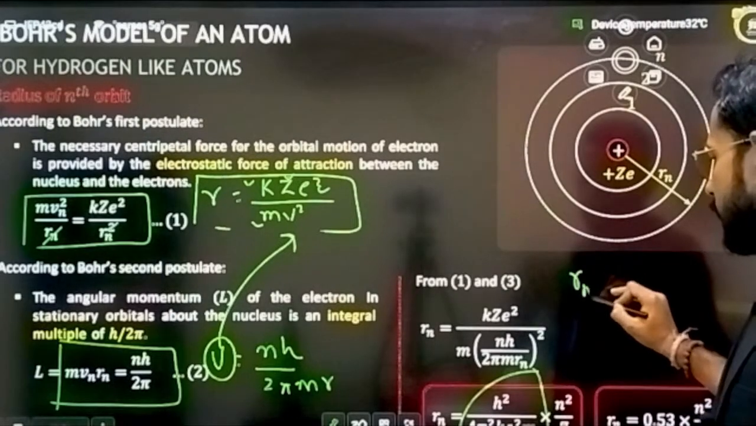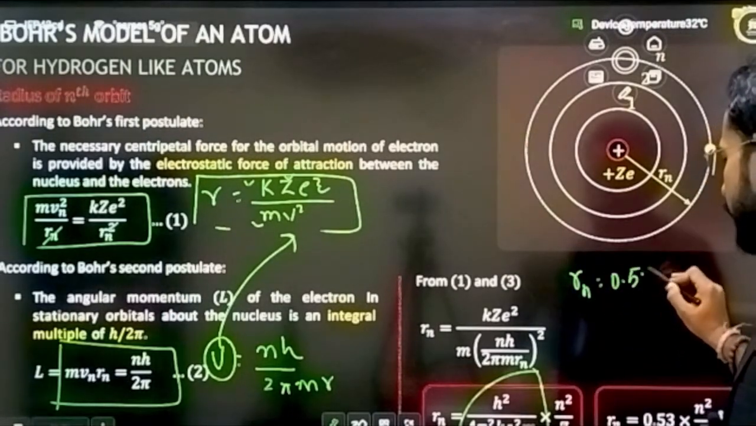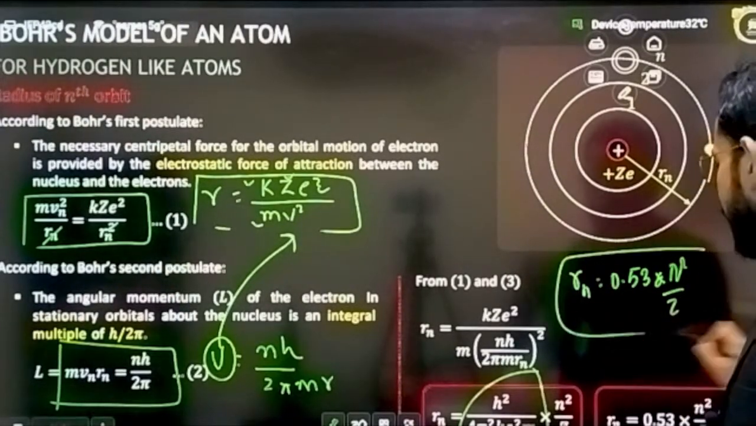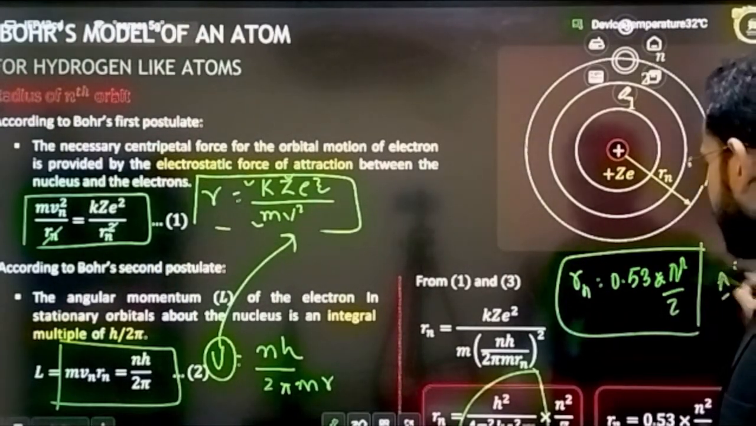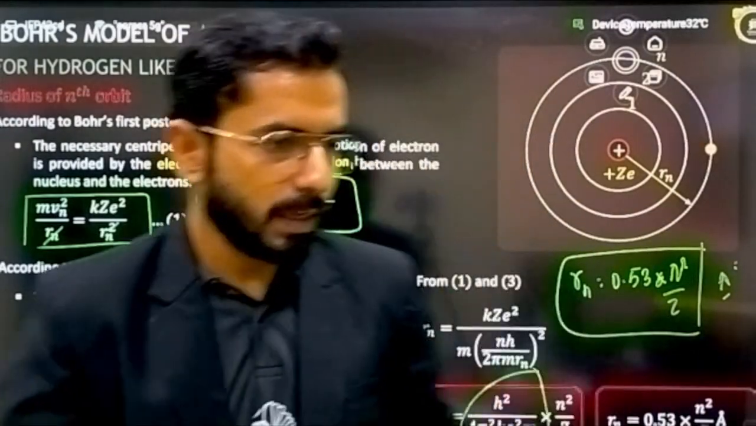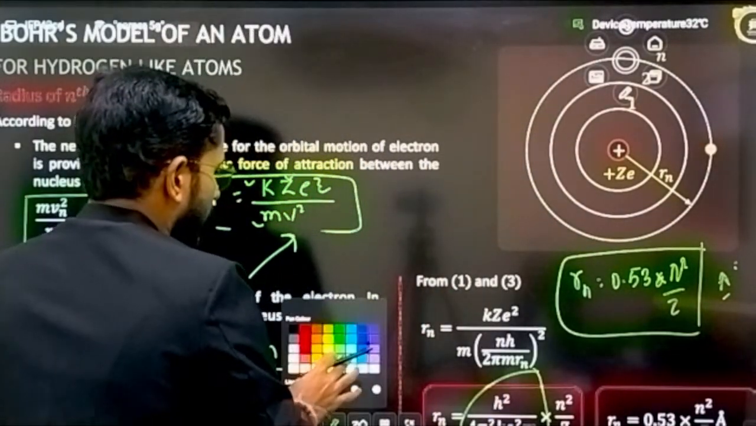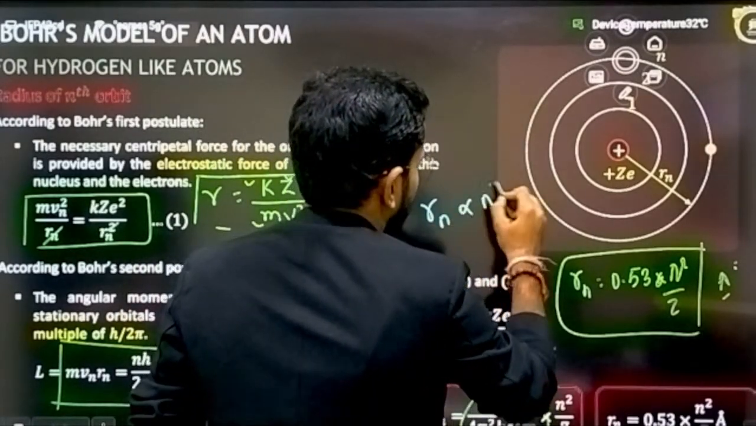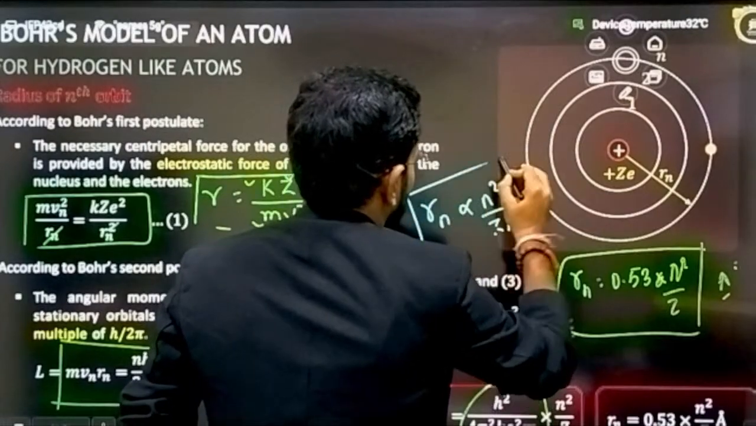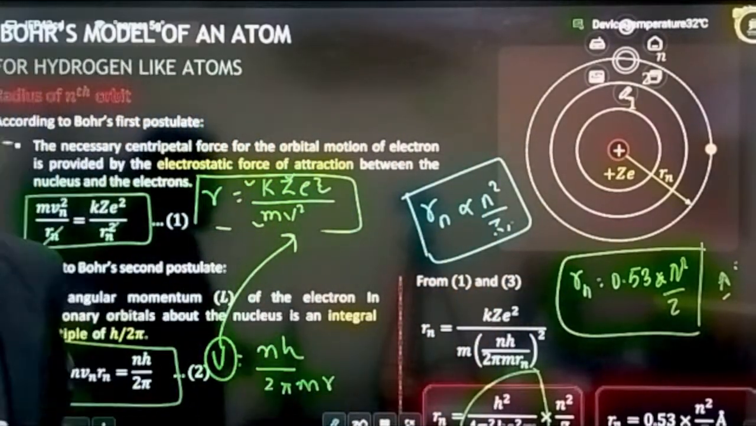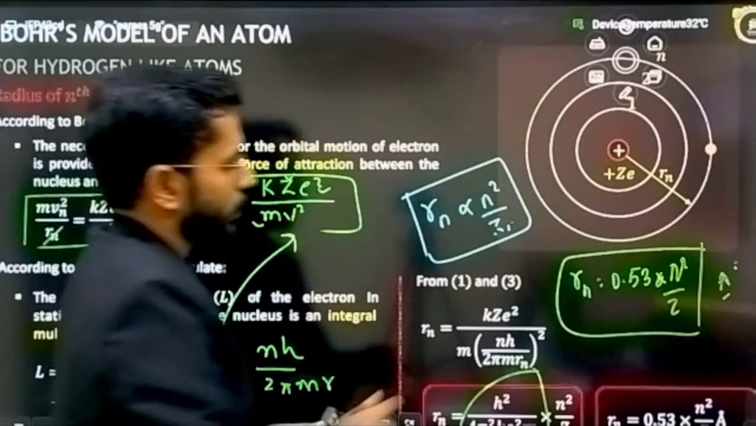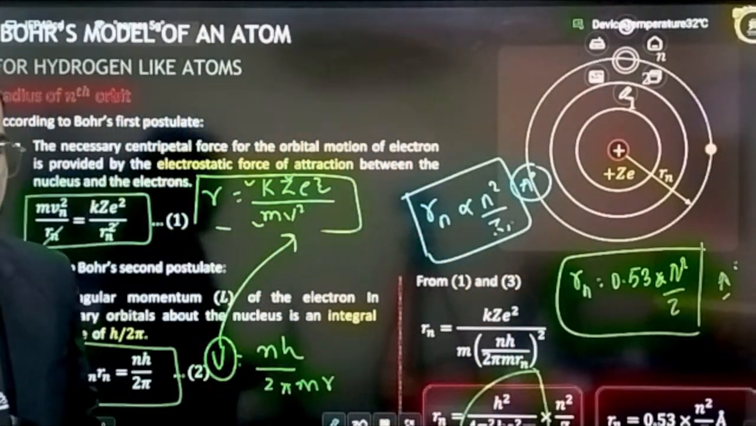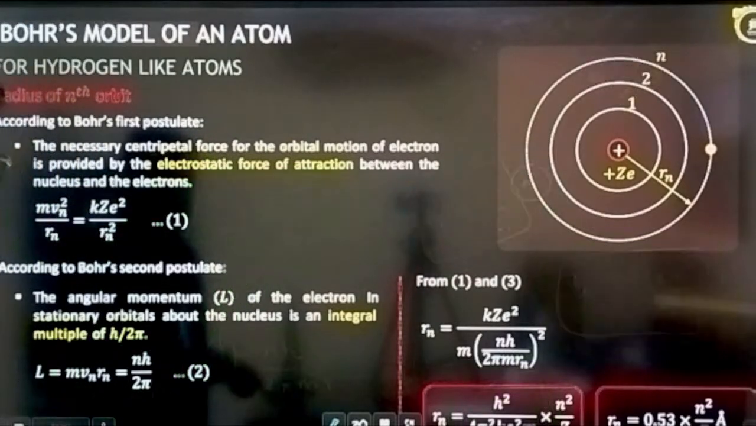So the radius of the nth orbit is equal to 0.53 into n square by Z, and the radius comes in terms of angstrom. The most important thing to remember from here is that the radius in the nth orbit is directly proportional to n square by Z. The second thing to remember is that it is calculated in terms of angstrom.